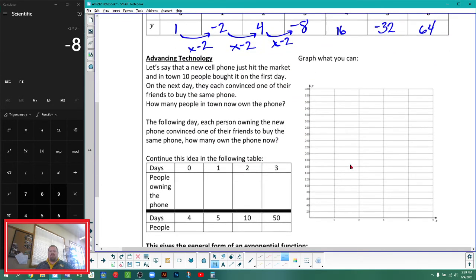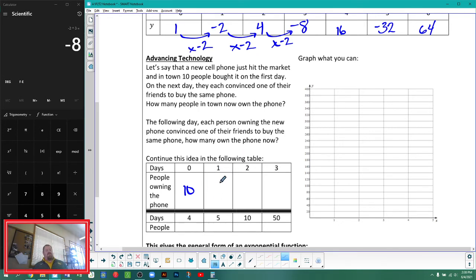Let's look at an example of where this might be used. Advancing technology. Let's say that the new cell phone just hit the market, and in town, 10 people bought it on the first day. On the next day, they each convinced one of their friends to buy the same phone. So let's say that day 0 is that first day. And on that day, there's 10 people that own it. After a day, each one of them told one of their friends to buy the phone. Well, how many would I then have?